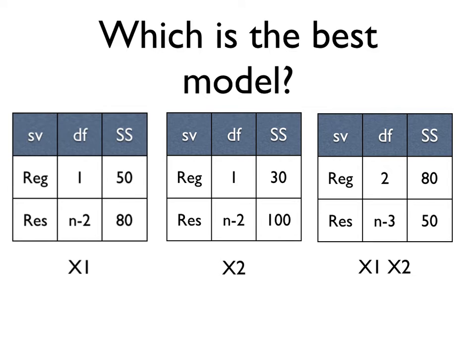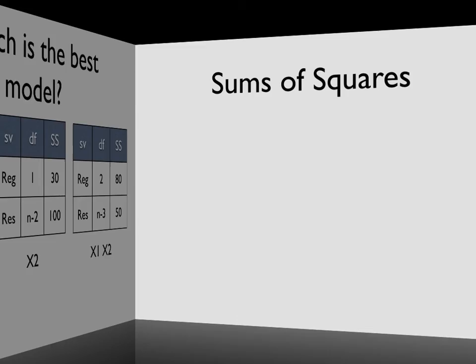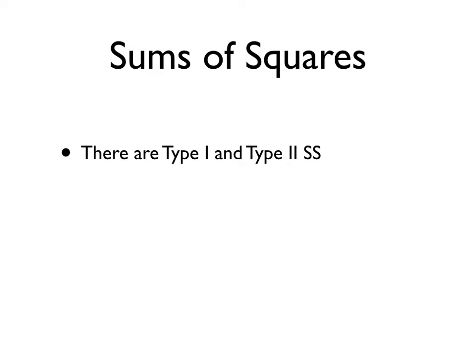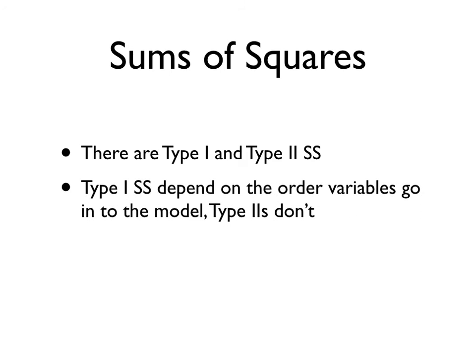So do we always look at the top variable? In this case, there's a way to do this that's a little more finer grained than that, and we'll get into it. When you're looking at sums of squares, remember we talked about type 1 and type 2 sums of squares with analysis of variance. Remember I said it mattered what you put in the model first. Type 1 sums of squares depend on the order variables go into the model. Type 2s don't.